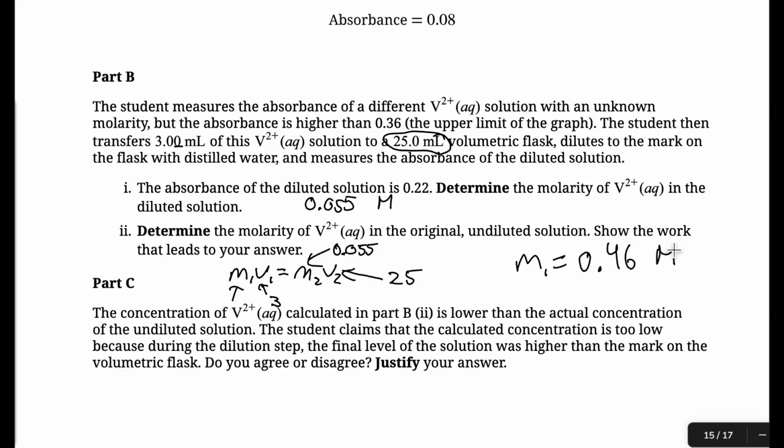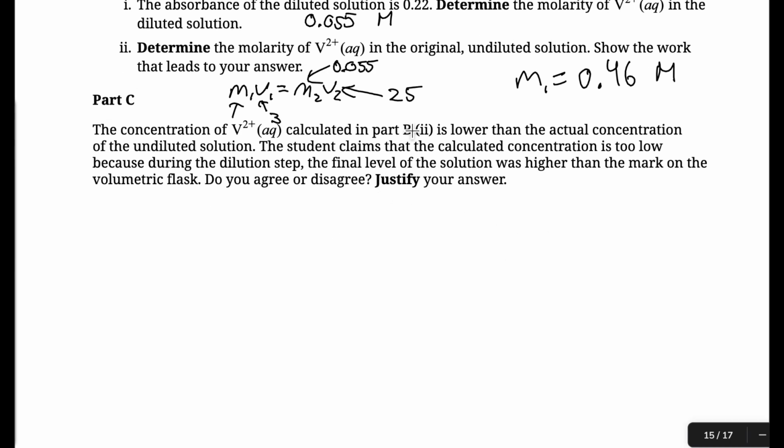0.46 molar. Finally, the concentration calculated in part B is lower than the actual concentration of the undiluted solution. The student claims that the calculated concentration is too low because during the dilution step, the final level of the solution was higher than the mark of the volumetric flask. Do you agree or disagree?